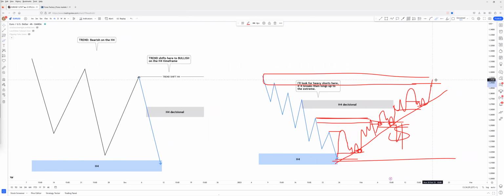So the extreme breaks. What happens after? My question is, what if this extreme breaks? What do we do? Write it down in the chat. What happens when the break of this extreme happens?